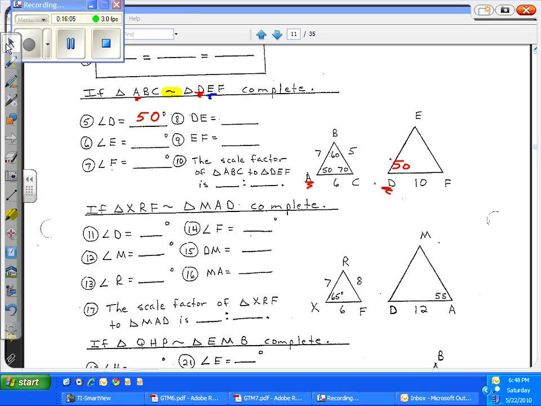Angle E. Angle E was named in the middle. It corresponds then to B because it was in the middle. If B is 60 degrees, then angle E must also be 60 degrees. Angle F is last. It corresponds to C, which was last. If angle C is 70 degrees, then angle F must also be 70 degrees. In similar figures, corresponding angles are equal.